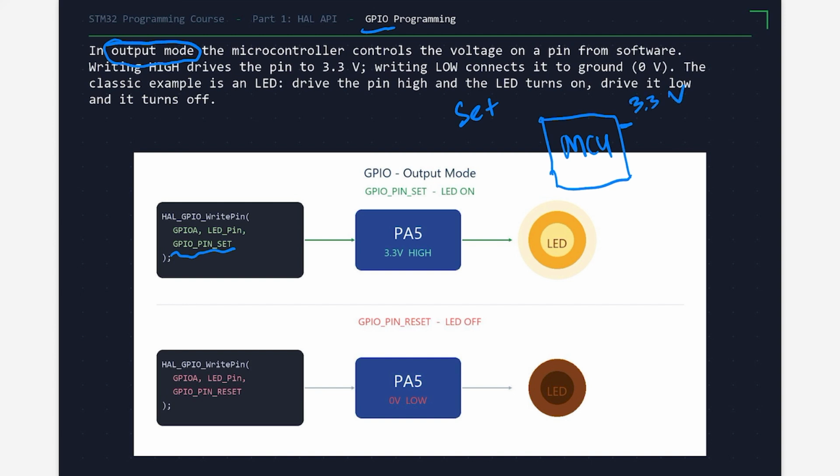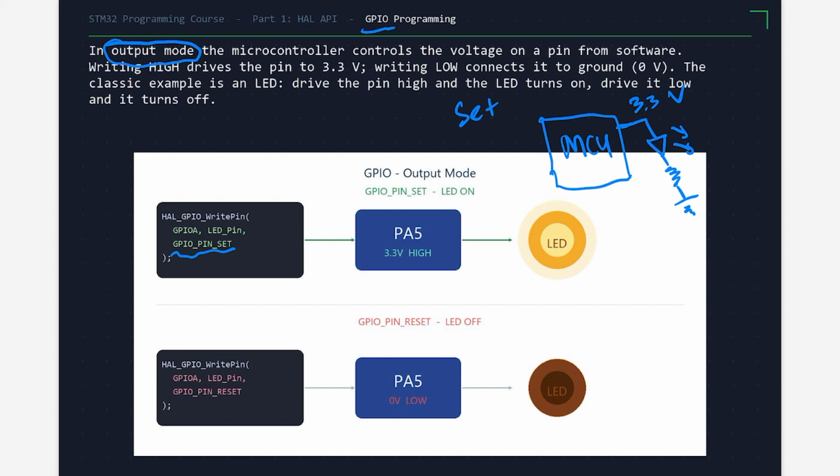So the classical example of the GPIO output mode is controlling an LED. So we can connect the LED. Okay, it can emit light. We have, of course, some resistor in series. Then we have a ground, for example. So when we set a pin, the LED will turn on.